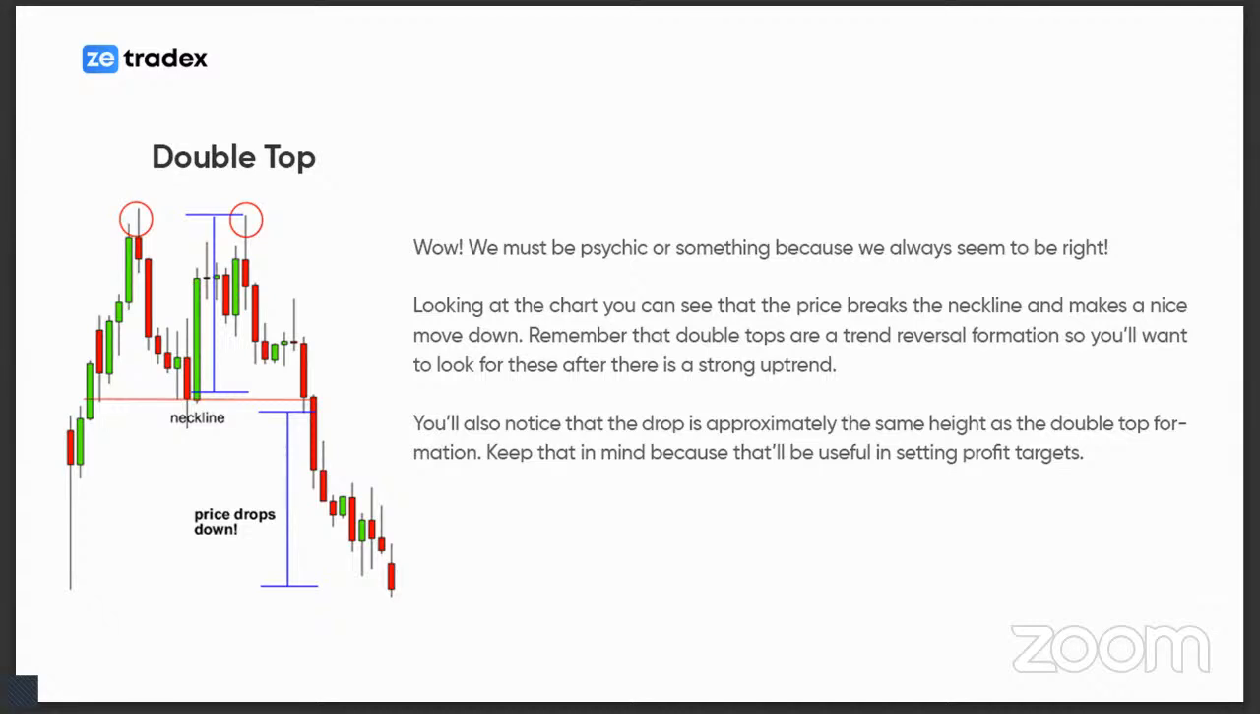So you're looking at the chart, you can see that the price breaks the neckline and makes a nice move down. You should remember that double tops are a trend reversal formation, so you want to look for these after there is a strong uptrend. You also notice that the drop is approximately the same height as the double top formation. So you should always keep that in mind because it is very useful in setting profit targets.